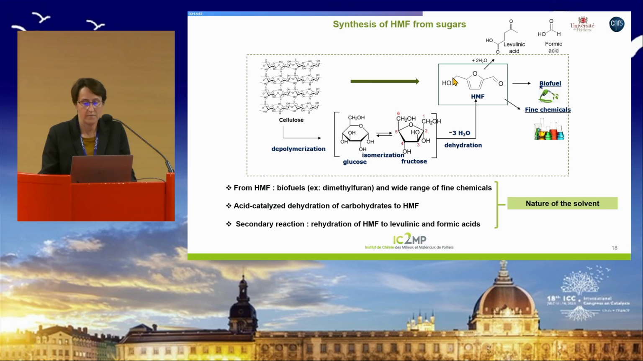The main problem is the stability of HMF, because it's not a stable compound, so we really have to pay attention to this. Especially during the dehydration reaction, water is formed, and HMF can react with water to produce levulinic and formic acid. So we have to play with the nature of the solvent for this kind of reaction. And of course, I'm not speaking about the humins that you can obtain.